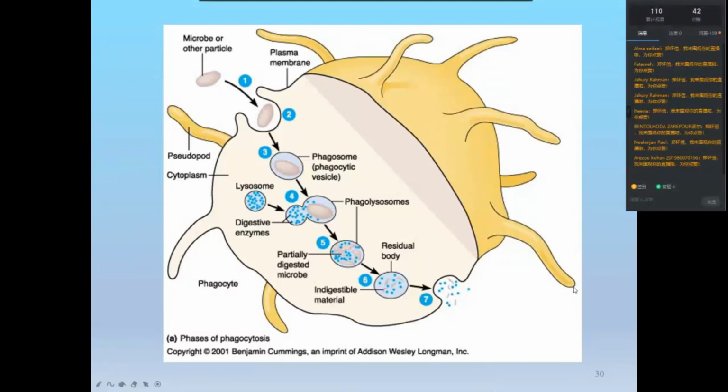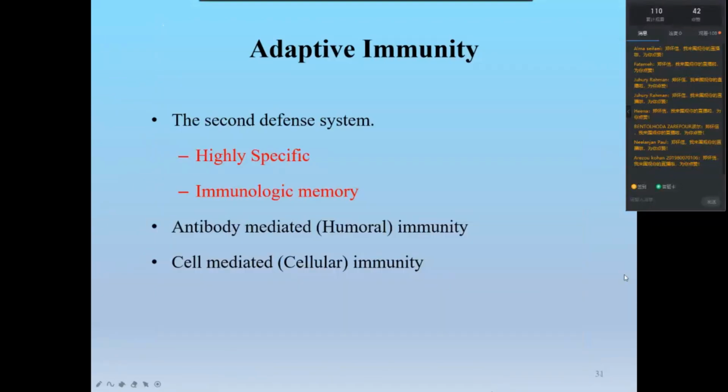Okay, another branch of immunology is adaptive immunity. Adaptive immunity is a second defense system, and this system can react to pathogens specifically. Also it can form immunologic memory and can form memory cells like memory T cells, memory B cells. And there are two different types of reaction.